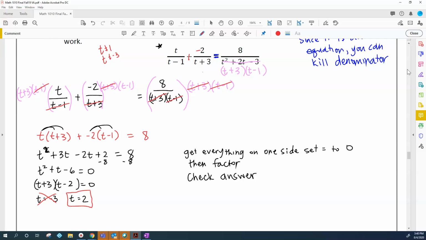Does that make sense? You guys remember those excluded values? Questions on that one?